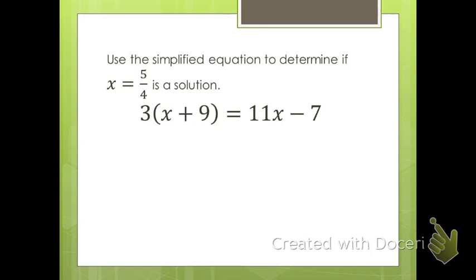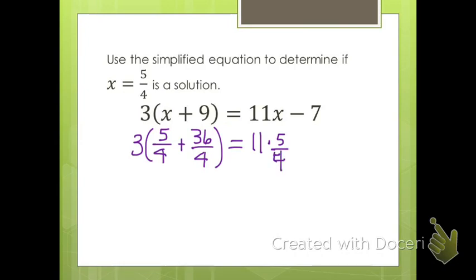All right, so here's the simplified version of that equation, and I'm going to use that to determine if x equals 5/4 is a solution. So I need to put in 5/4 everywhere that I see an x. So this would be 3 times (5/4 plus 9), which is 36/4. I'm going to be adding those together, so I need a common denominator. And then over here, I'm going to have 11 times 5/4, whoops, 5/4 minus 7. All right, so I've got 3 times, and I'm going to add the numerators, so this would be 41/4.